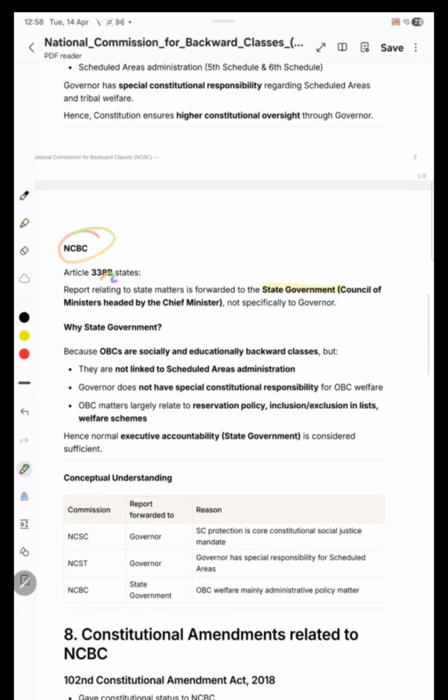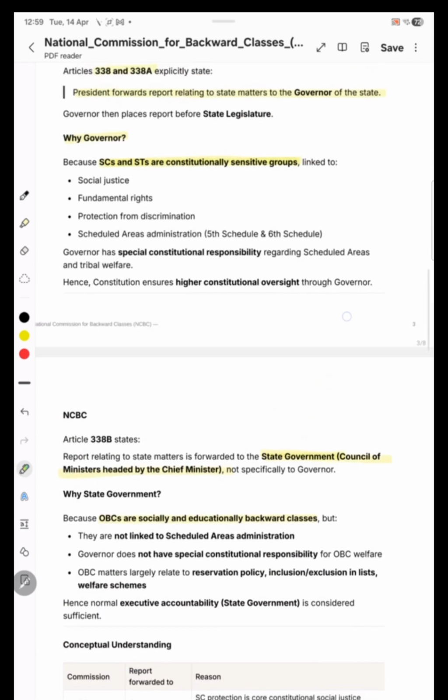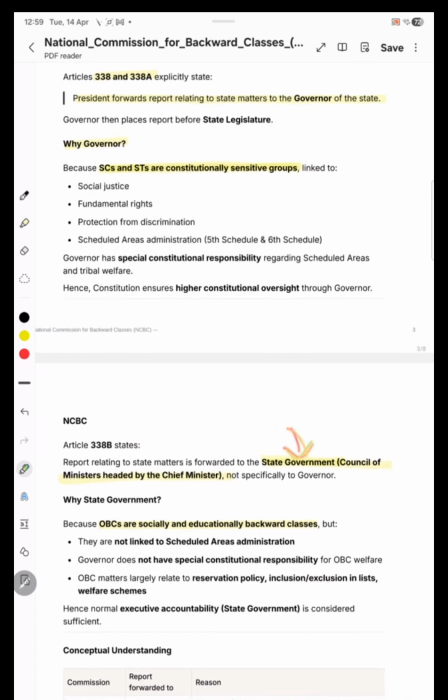But in case of the National Commission for Backward Classes, Article 338B states that the report related to state matters will be forwarded to the state government. By state government we mean the Council of Ministers, headed by the Chief Minister, and it does not go to the Governor, because OBCs are socially and educationally backward classes. They are not linked to scheduled area administration, right? So the Governor does not have special constitutional responsibility for OBC welfare, but he has the responsibility for Scheduled Castes and Scheduled Tribes, right? OBC matters largely relate to reservation policy, inclusion and exclusion lists, and welfare schemes. So here normal executive accountability is considered sufficient. That is why the report directly goes to the state government, right? So you can appreciate the difference.